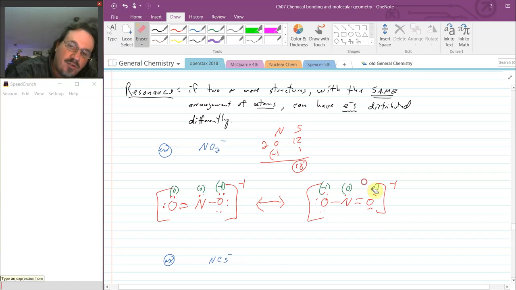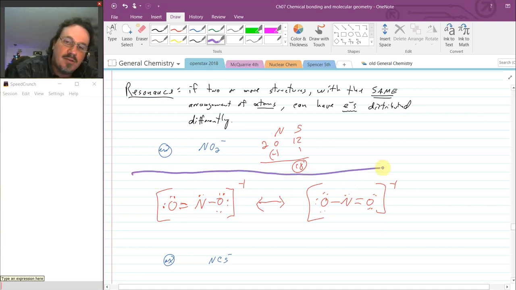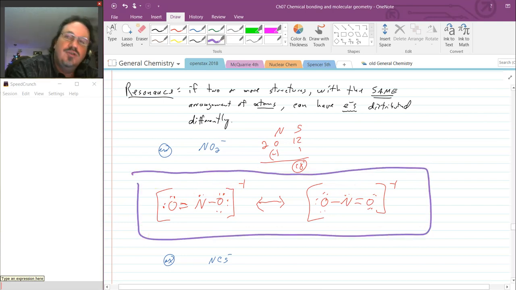I'm going to just erase these formal charges to declutter this for a second here. Okay, draw that back in. There is my final overall answer. Then I'm going to box it like this. I've got two equally likely structures.